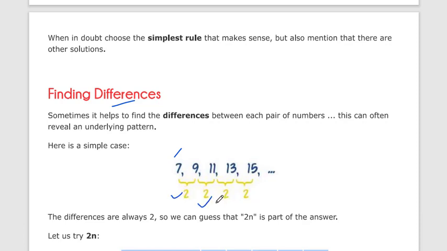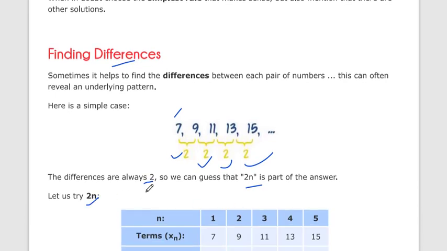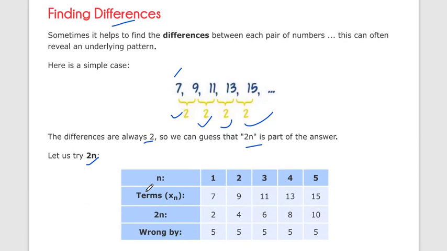The difference of all the terms is 2. The differences are always 2, so we can guess that 2n is part of this answer. So first of all, let's start with 2n. Now finding the rule is like a trial and error method. You may not get the answer on the very first try. You have to try two to three values. So with trial and error, you can get the rule of any sequence.